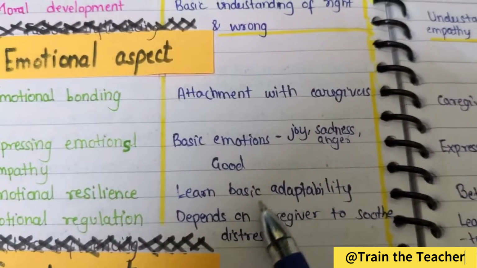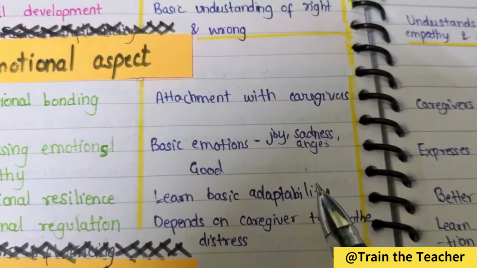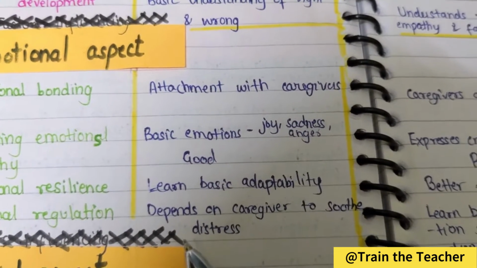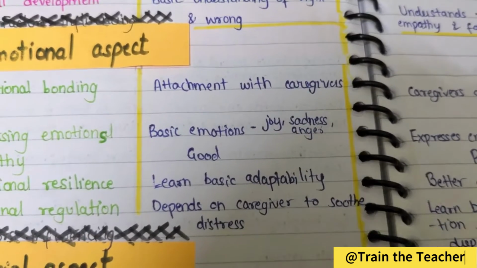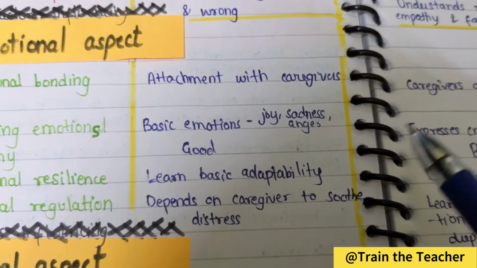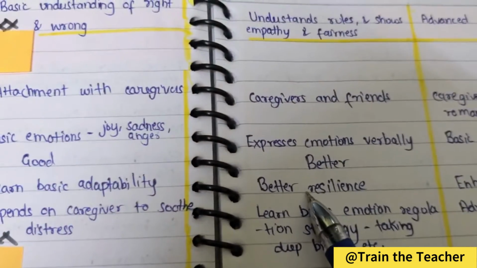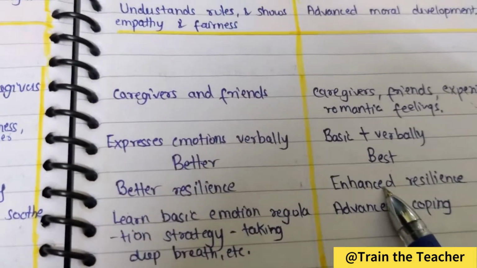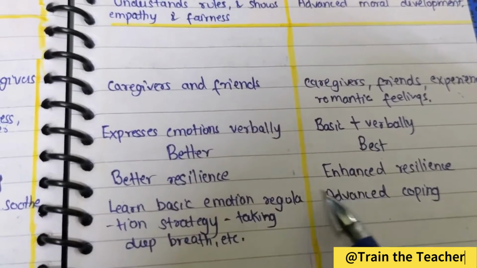During infancy they learn basic adaptability, as a mother says "chup ho jao, nahi rote, achhe bachhe ho." So that's how they get this basic affection to learn the basic adaptability. During childhood it gets better, and during adolescence it gets enhanced.